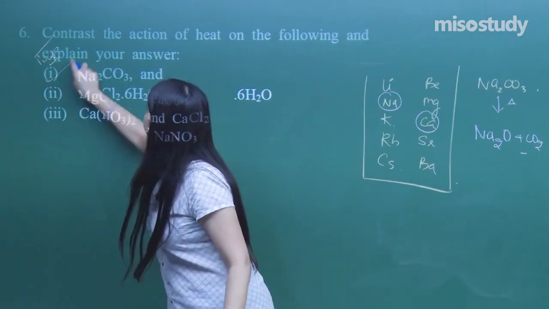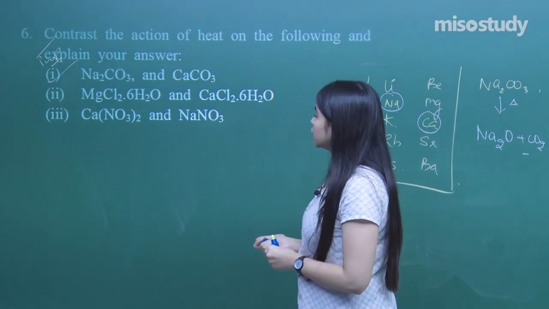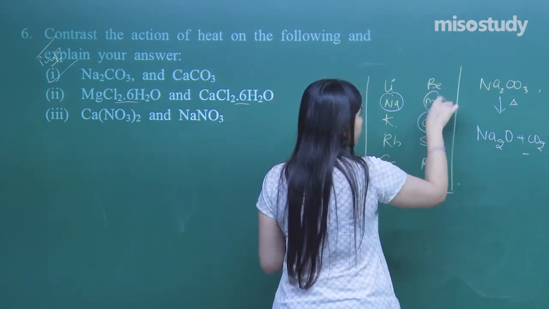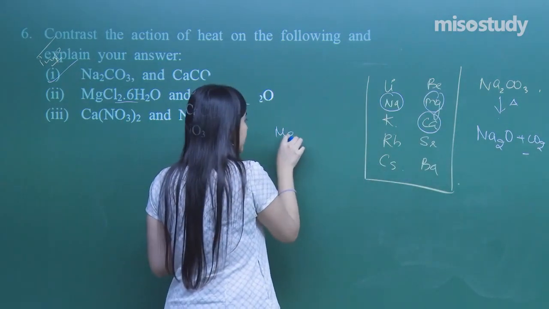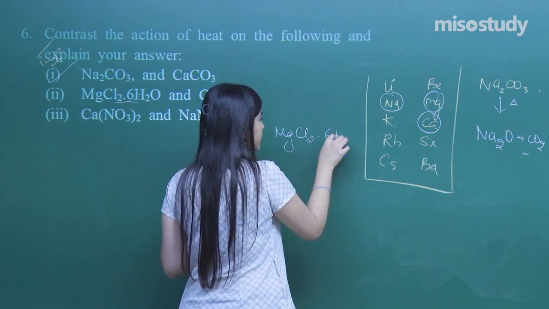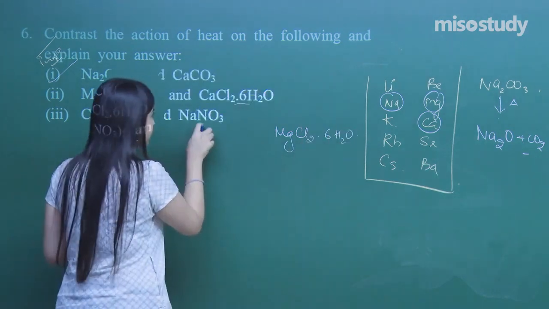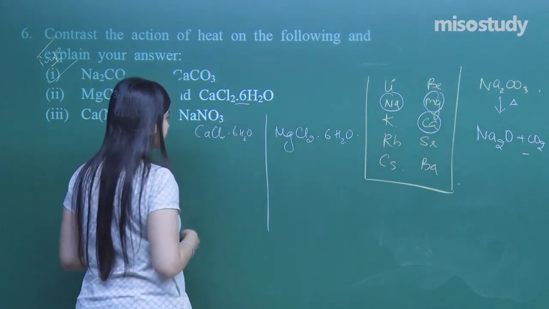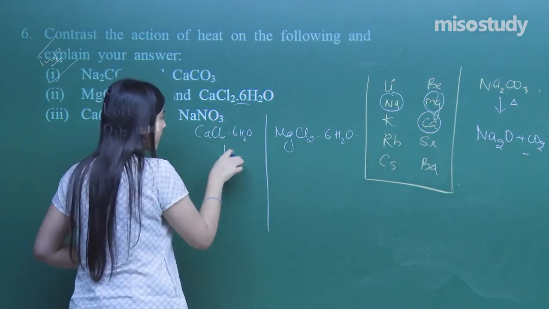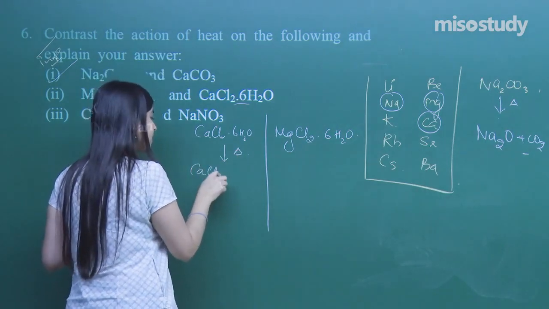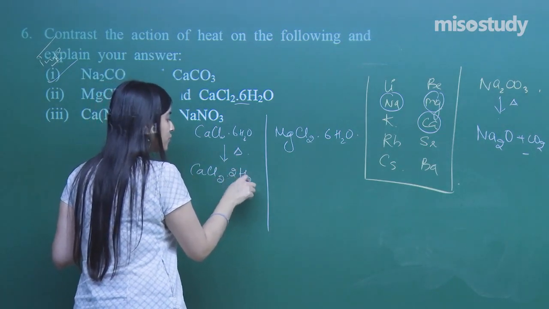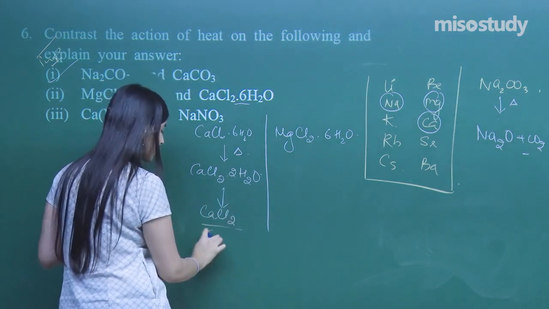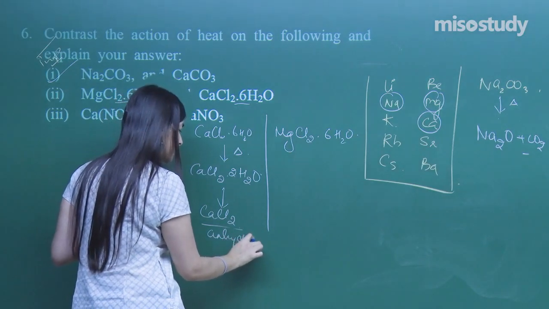In the next one, MgCl2.6H2O, so basically we have got hydrates over here for the magnesium and for the calcium. So, it is MgCl2.6H2O and CaCl2.6H2O, fine. What will be happening? See, if I heat it up, it loses 4 water molecules first, and then we get completely anhydrous calcium chloride, anhydrous, fine.